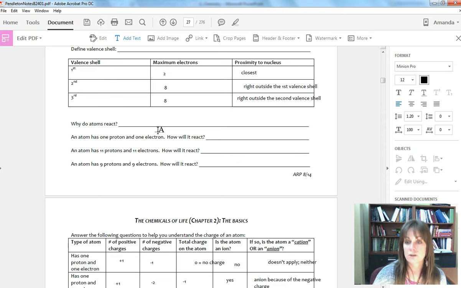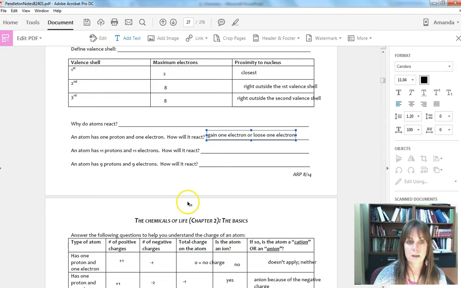Okay. So the first valence shell holds 2 electrons. Can we fill it? No, we only have 1. So how would it react? It's either going to gain 1 electron or lose 1 electron. Okay, so for our purposes, they've seen that this is how it works. In most cases in this situation, it will actually lose 1 electron.